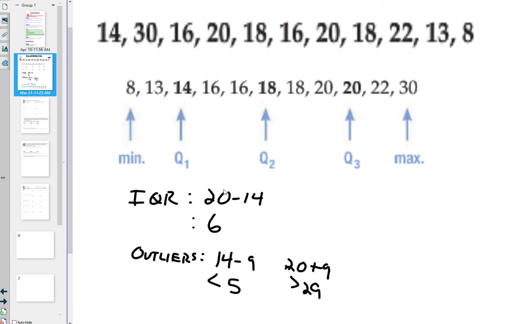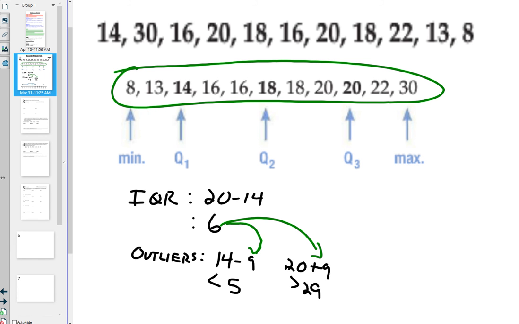What this is telling, remember, the way that I got these is by getting 6 and multiplying it times 1.5. I took it away from the low end, I added it to the high end. Do any of these numbers up here fall outside of that range of outliers? Are any of these numbers either less than 5 or greater than 29? Yes. Which ones? 30. Just 30.